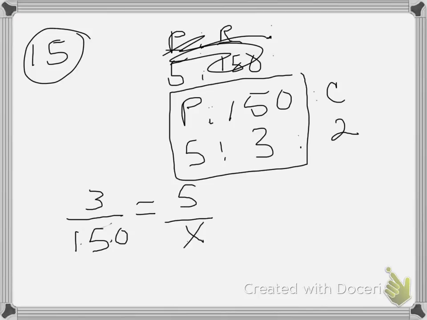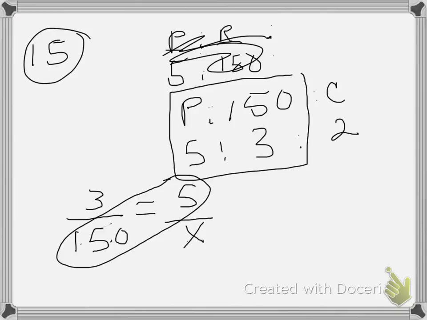Now we can set up our proportion and cross multiply, then divide by 3 to figure out our number of peanuts. I already did this on another sheet of paper. When I cross multiply the 3 times the, where is it?